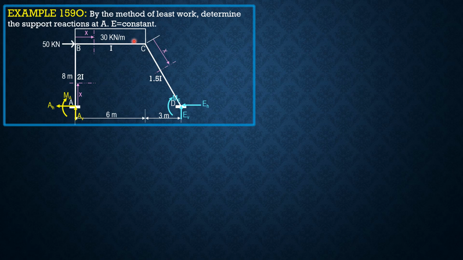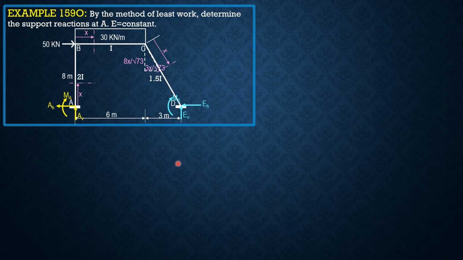So take note of the different moment of inertias per segment of the beam, and for the last, which is the sloping member, the length is square root of 3 square plus 8 square. So the slope would be 3x over square root of 73, the hypotenuse. So 3x over square root of 73, while this one is 8x over square root of 73.